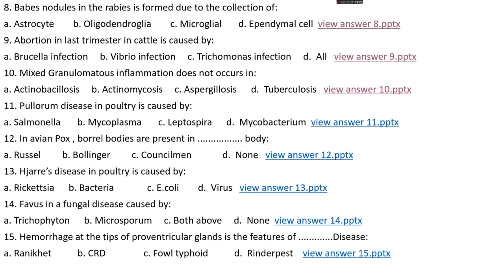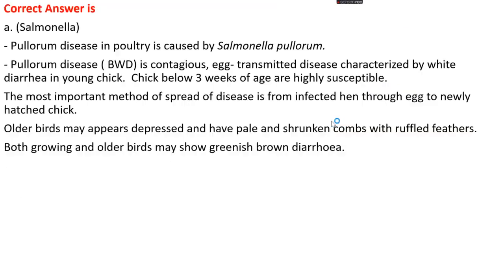Pullorum disease in poultry is caused by option A, Salmonella, option B, Mycoplasma, option C, Leptospira, option D, Mycobacterium. The right answer is option A, that is Salmonella. Pullorum disease in poultry is actually caused by Salmonella pullorum. This pullorum disease is also known as bacillary white diarrhea.